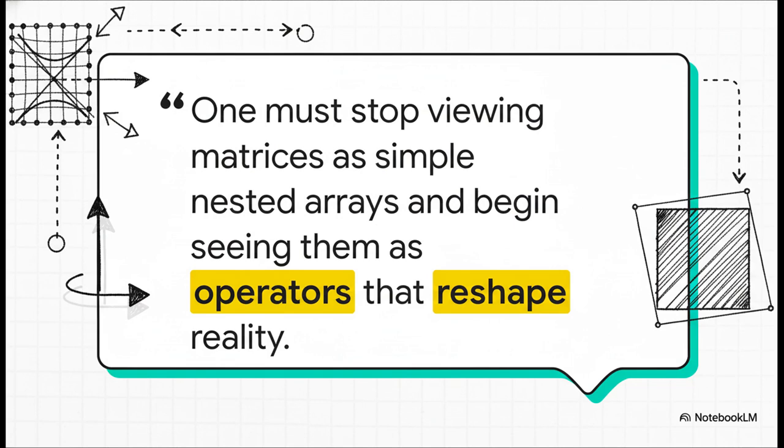In this quote, this really gets to the absolute heart of the matter. We have to completely stop seeing a matrix as just a boring grid of numbers in a spreadsheet. The real magic, the power, only unlocks when you start seeing it as an operator. Think of it as a tool that can literally stretch, rotate, and fundamentally transform information. That's the huge mindset shift we're going to dig into.